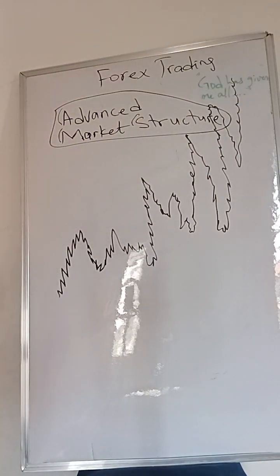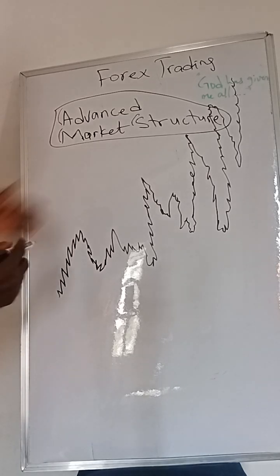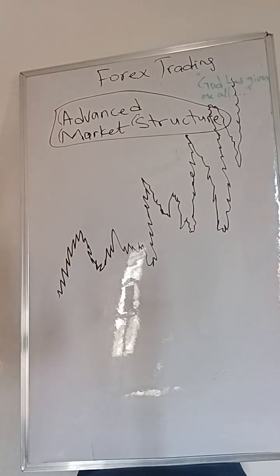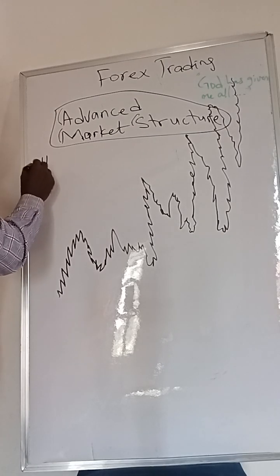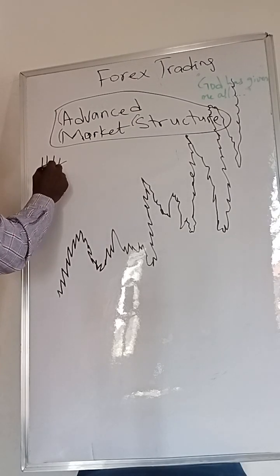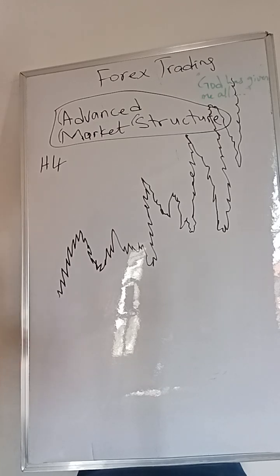Now, you can have a chart that looks like this. And you begin to ask yourself, is it a sell market? Is it a buy market? For example, let's assume this is a 4-hour chart. You have this on 4 hours. So if you go to 1 hour, if you go to 30 minutes, you become confused.